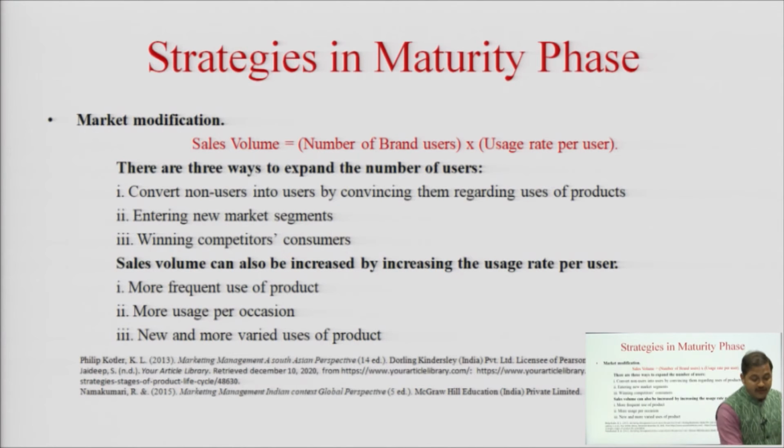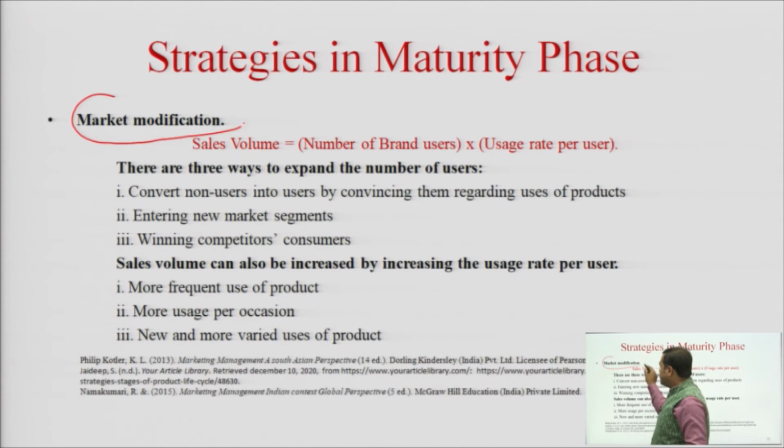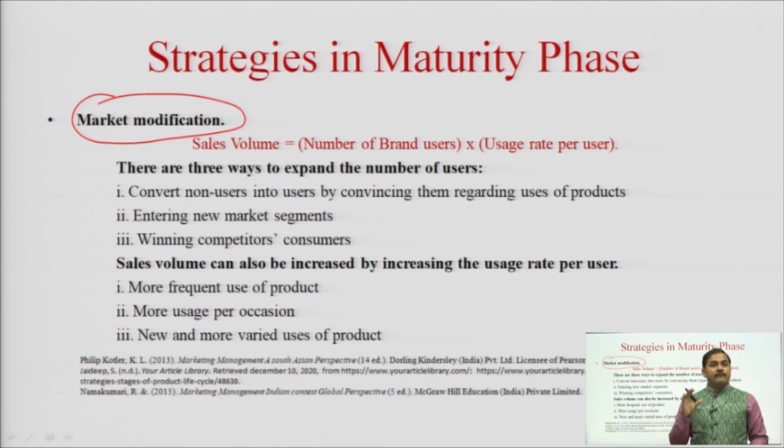Now the next is the strategies that we choose in the maturity phase. In the maturity phase, the complete strategy has been said to have three broader categories of strategies that we adopt, and the first one is market modification. That means we need to put in a lot of effort to modify the complete market, the way in which we are dealing with it.